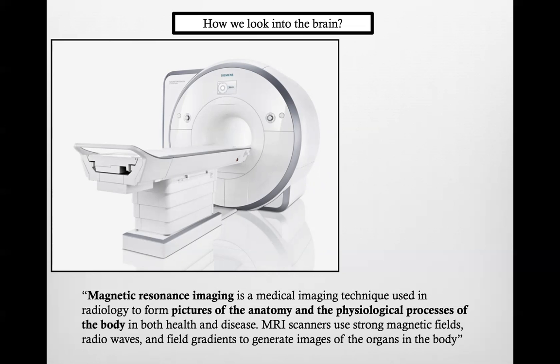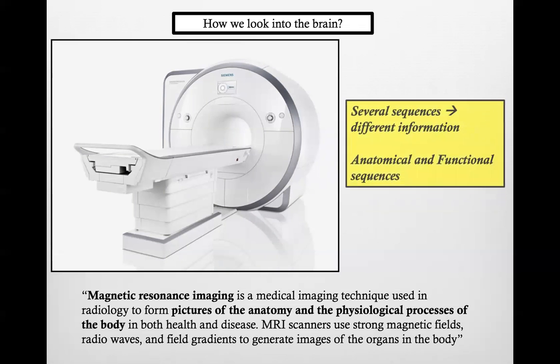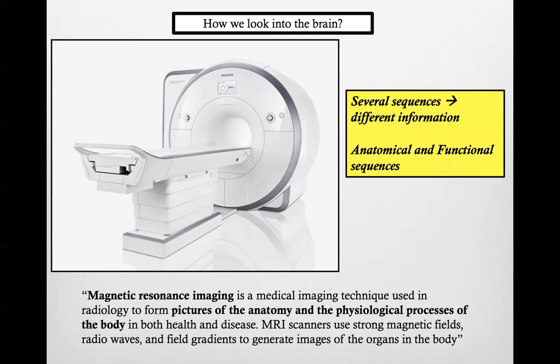So this is the first important difference from CT. CT uses basically radiations, which are of course more dangerous, especially for children. Here we use magnetic fields. And in order to image the brain, we use several sequences, and every single sequence shows different information. And we can have anatomical information as well as functional information.